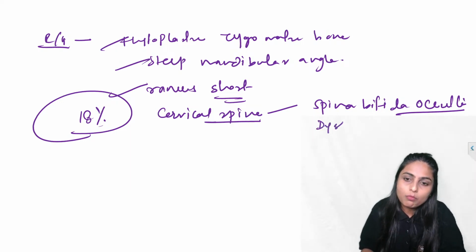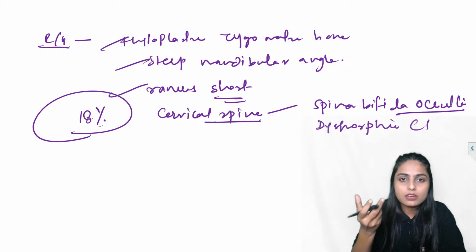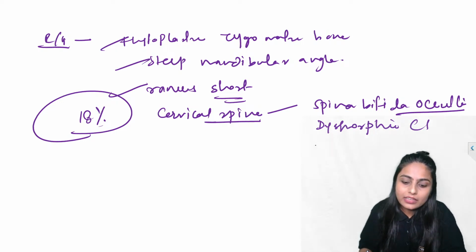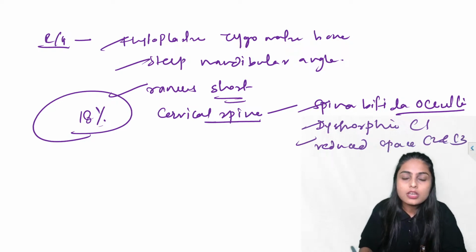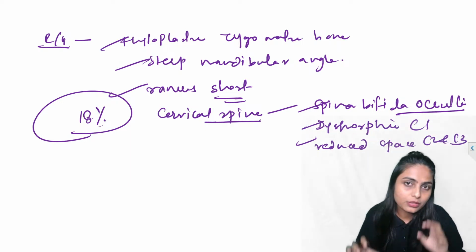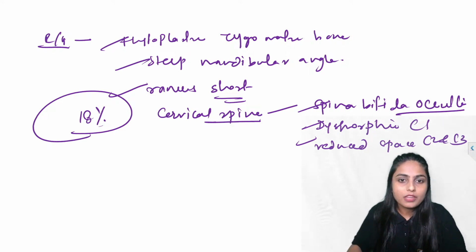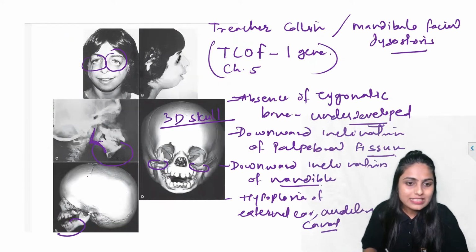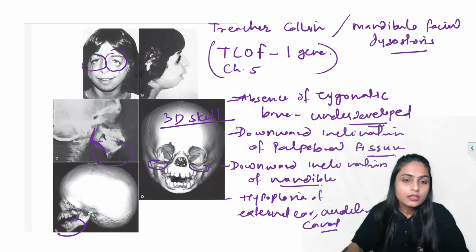Then we have dysmorphic C1 vertebra. The shape is different, and then there is reduced space between the C2 and C3 vertebrae. So these are features affecting the cervical spine in Treacher Collins syndrome. You can just remember these features. You can see here the ramus is short, there is a steep mandibular angle, and absence of the zygomatic bone.